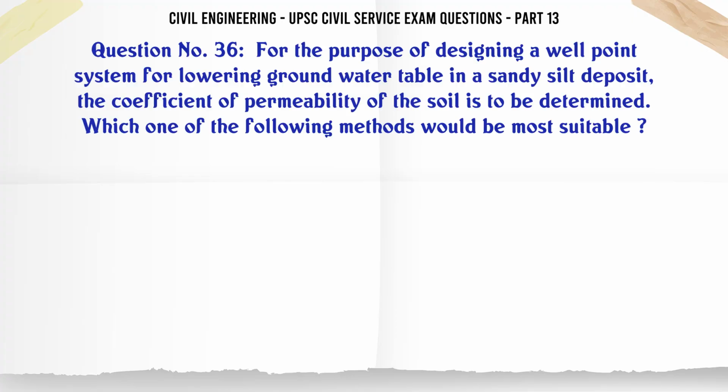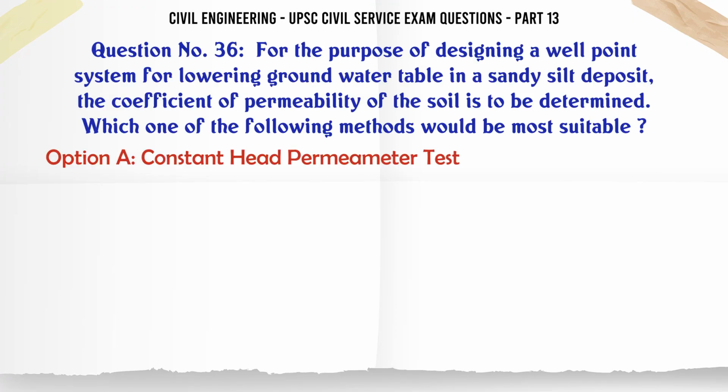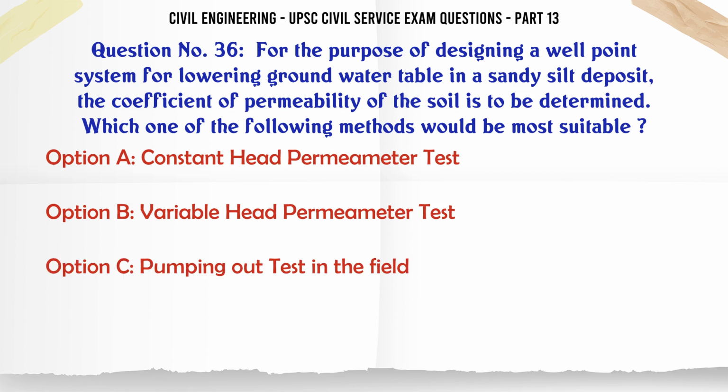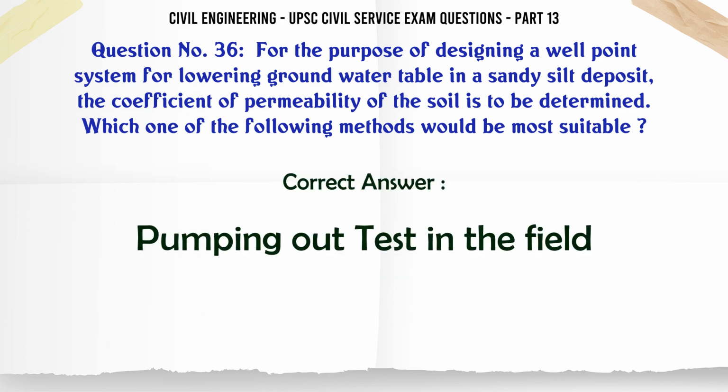For the purpose of designing a well-point system for lowering groundwater table in a sandy silt deposit, the coefficient of permeability of the soil is to be determined. Which one of the following methods would be most suitable? A. Constant head permeameter test. B. Variable head permeameter test. C. Pumping out test in the field. D. Pumping in test in the field. The correct answer is pumping out test in the field.